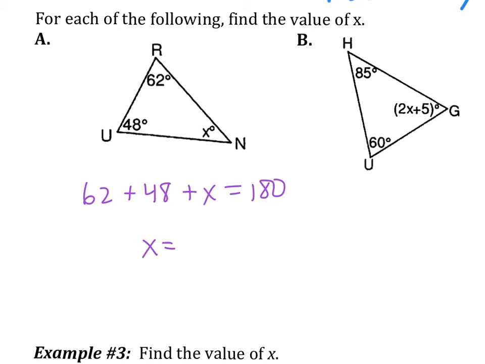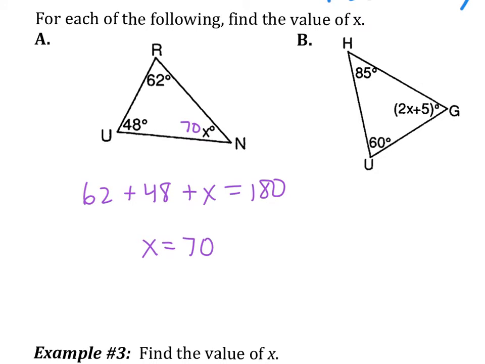Subtract 62 and subtract 48. Tell me what you get. x equals 70. Okay, we got 70 from 2 different tables. Everybody agree on 70? All right, I like to take things a step further and ask you to review. What type of triangle is that? It's an acute scalene triangle. Usually you do the angles first and then you say the sides.